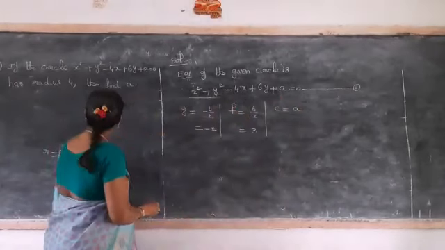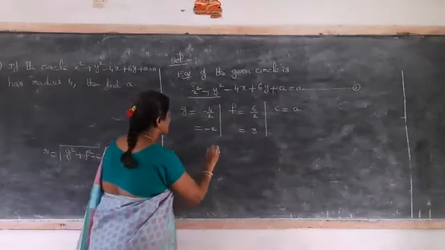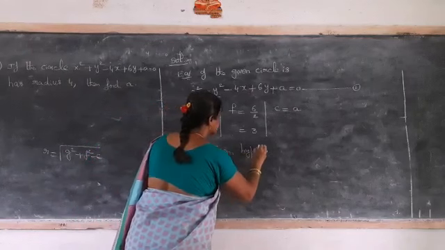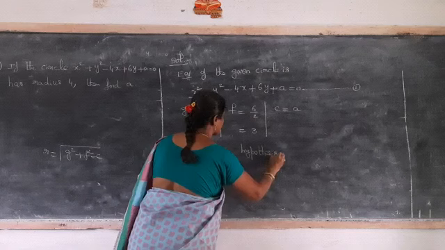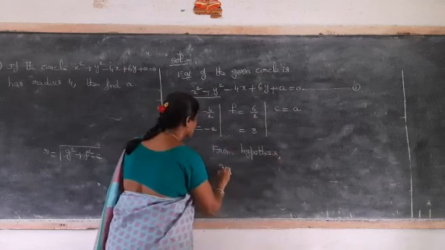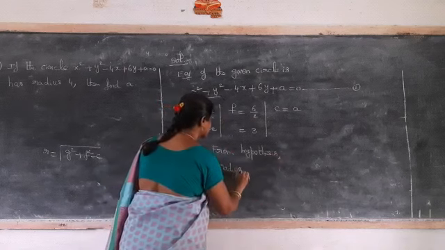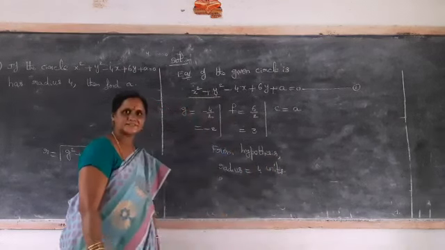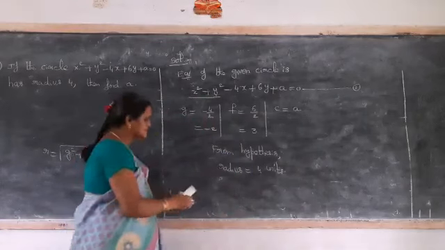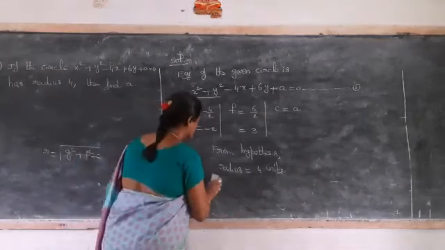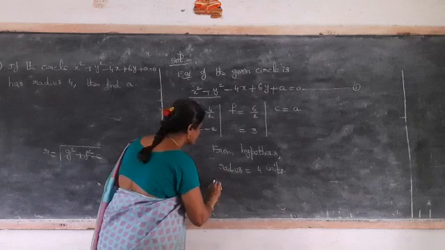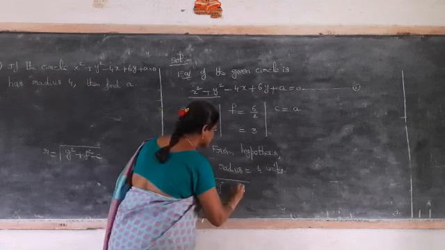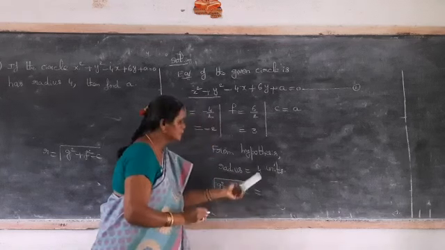Okay, now I touch our hypothesis. From hypothesis, radius is equal to 4. Radius is equal to 4 units. So this is our hypothesis. Now we simplify this hypothesis. Okay, so radius means formula root of g square plus f square minus c is equal to 4.